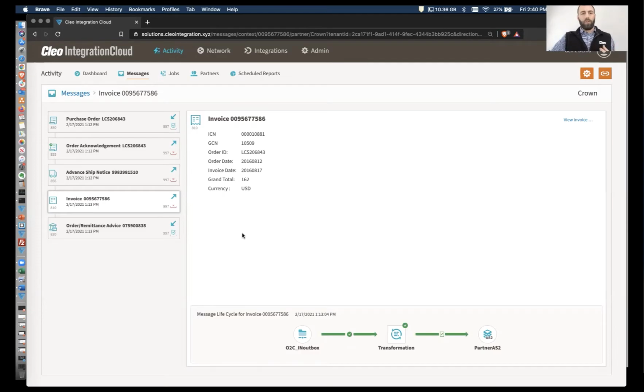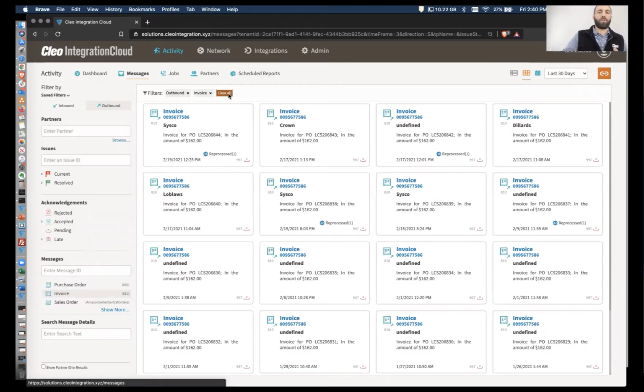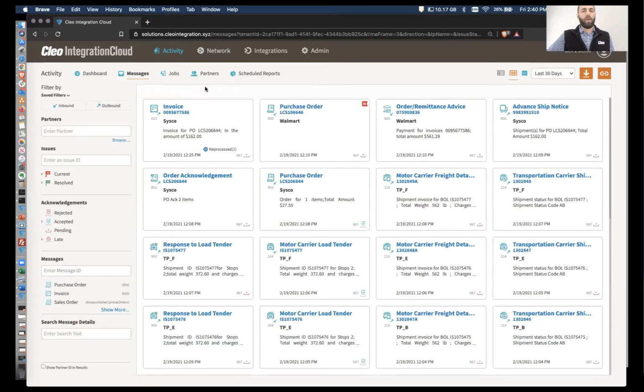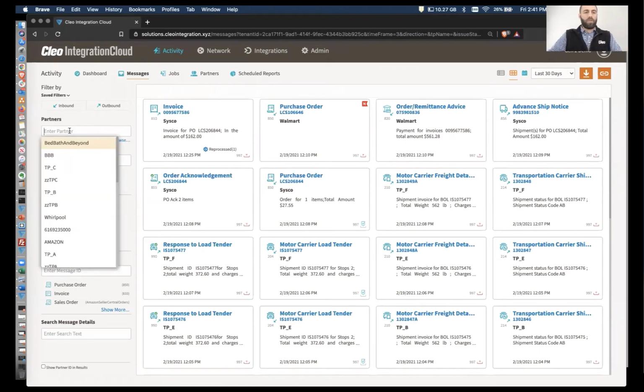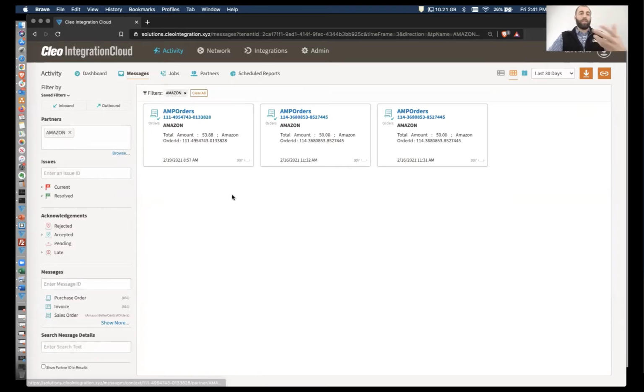So when we take a different look at it from a holistic perspective, if we go back to the messages, we can look at all of the transactions that are happening in the system. So we're able to gather information about everything, whether it be good or bad, something that's happened, we're able to get that information from a single place. And if I wanted to drill down into some of that information, let's say maybe I wanted to look for a specific trading partner. If I wanted to look at, let's say, Amazon, for example, I can filter by my trading partner. I can see all of the orders that have come in from Amazon today.